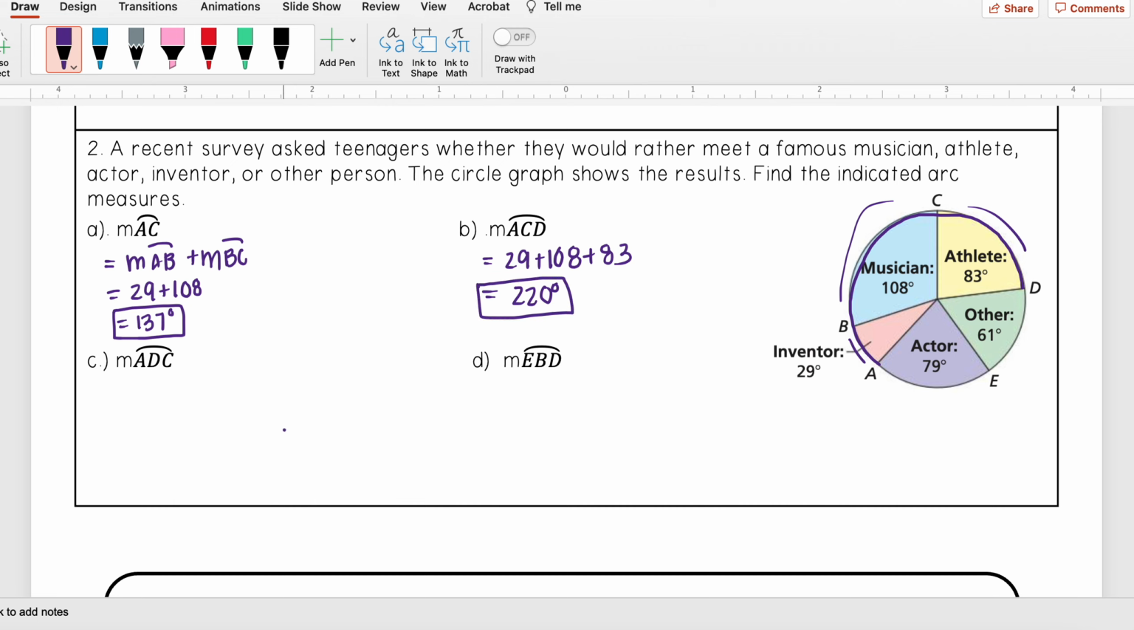And now go ahead and pause the video. I want you to find those last 2 measures. When you think you have it, go ahead and press play.